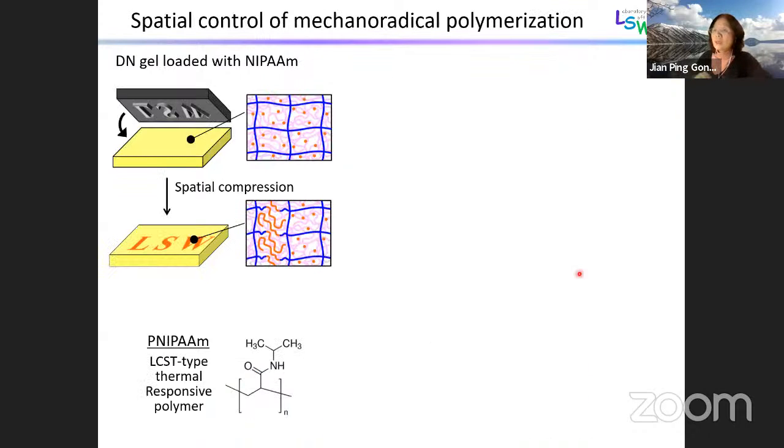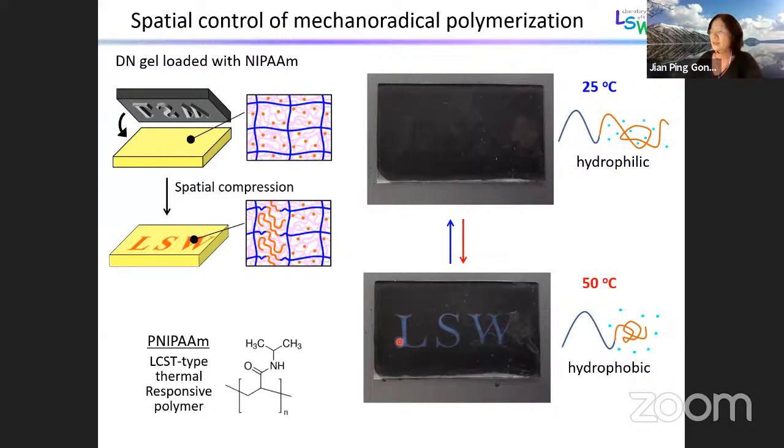Also, this mechanophore polymerization can be controlled in spatial positions. So if we make a mold and then compress the gel, the DN gel, then this part can be selectively damaged. And this damaged part can initiate the polymerization. And as you can see, we can selectively polymerize this part by mechanically damaging it. And also the spatial resolution is quite high, as you can see here.